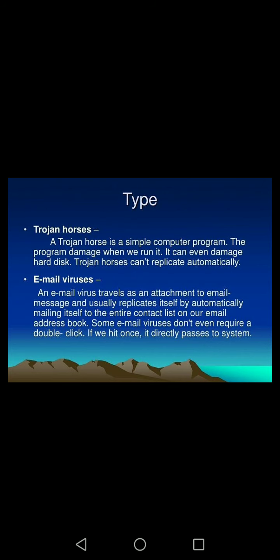Next is email virus. An email virus travels as an attachment to an email message and usually replicates itself by automatically mailing itself to the entire contact list in our email address book. Some email viruses do not require a double click. If we click once, it directly passes to the system.